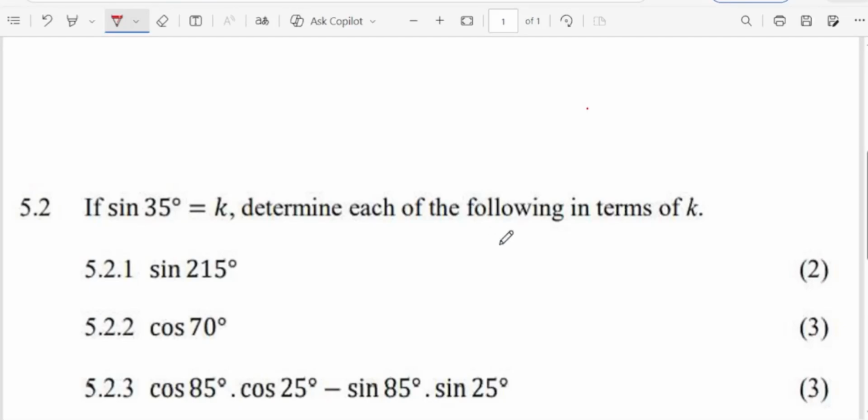Okay, so now we are given that, from a past paper, the sine of 35 is equal to k. Determine each of the following in terms of k. So what I'm going to do first, remember, we start by doing a diagram first. That's what's important. We start with the diagram. So I'm going to write my diagram here.